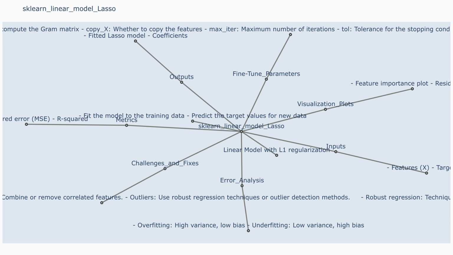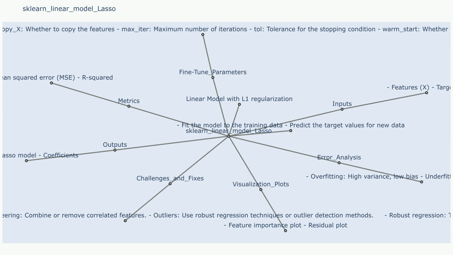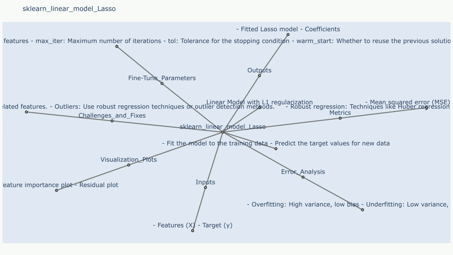sklearn linear model Lasso. Description. Explain in detail Lasso. Least absolute shrinkage and selection operator is a linear model that uses L1 regularization to perform feature selection and avoid overfitting. It adds a penalty to the sum of absolute values of the regression coefficients. This penalty encourages smaller coefficients and even forces some coefficients to be exactly zero, effectively removing the corresponding features from the model. Lasso is particularly useful when dealing with high-dimensional data where many features might be irrelevant or redundant.